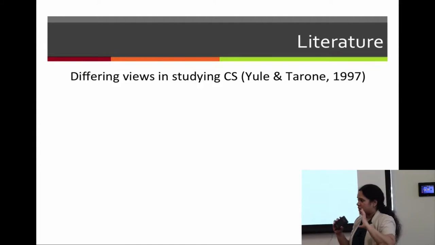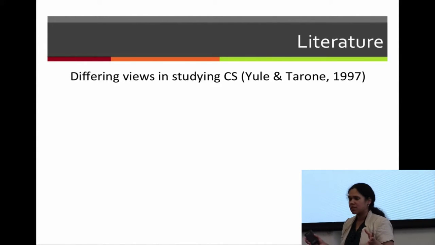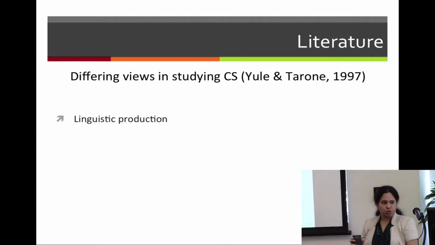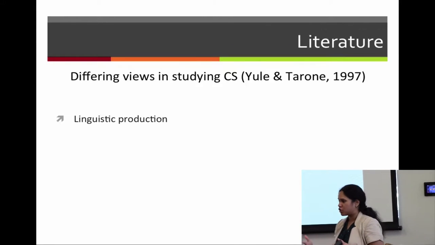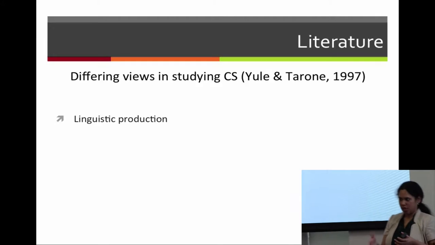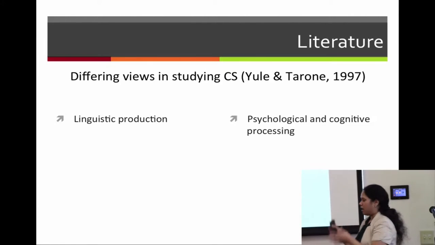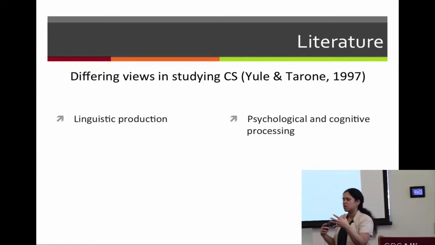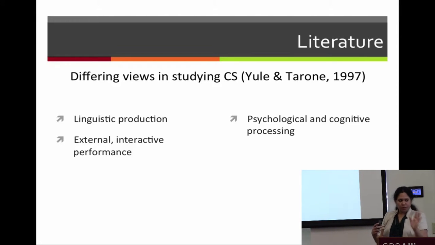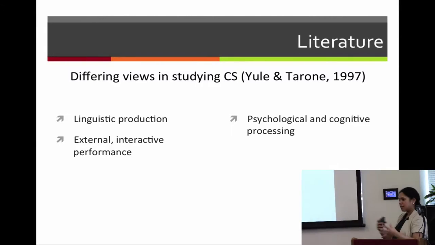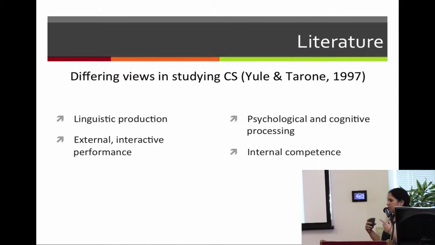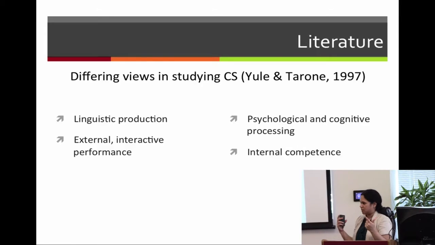Now, in all the research over the last 4 or 5 decades on communication strategies, there have been 2 parallel views. The first group of researchers looked at the linguistic production of language learners as they studied communication strategies. The second group, on the contrary, looked at the psychological and cognitive processing that goes behind the use of these strategies. Now, the first group, because they looked at the linguistic production, studied the use of strategies in the external interactive performance among speakers. And the second group looked at the internal competence, or the cognitive processing, as I said earlier, that goes behind this use.